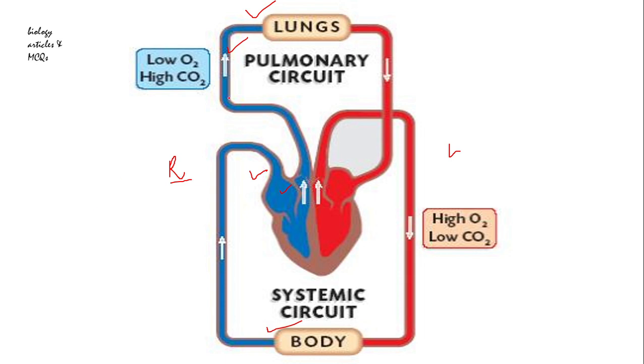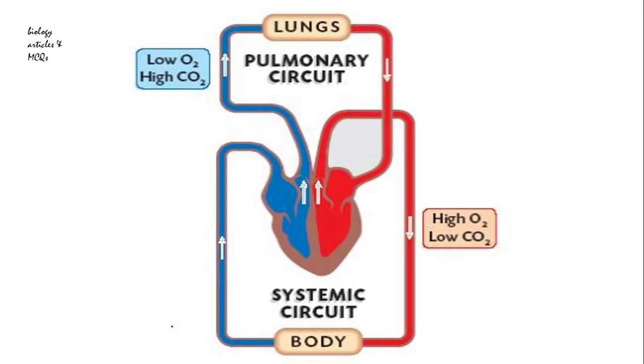So you can see here that the heart is carrying out two types of circulation. The first is pulmonary circulation, and the second is systemic circulation. Now we will discuss in detail what the pulmonary circuit is and what the systemic circuit is.